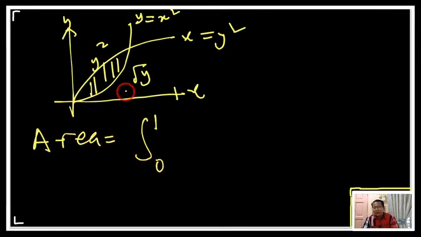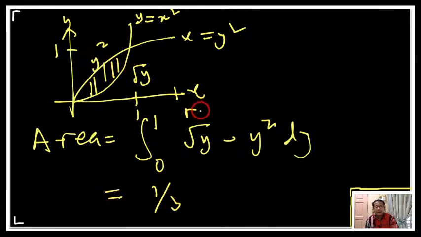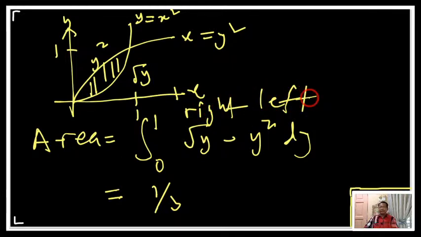From 0 to 1. Why 0 to 1? Because this one is 1. 0 to 1. So square root of y. It happened to be like the same thing, but this one by luck. Alright? Minus y squared dy. So this one is equal, if you solve this, you should get 1 over 3. This one right minus left. Okay, that is for area.